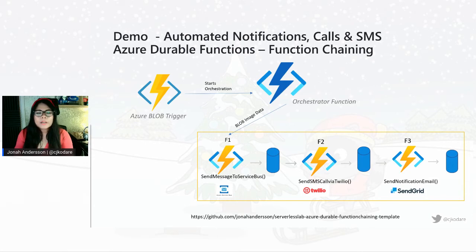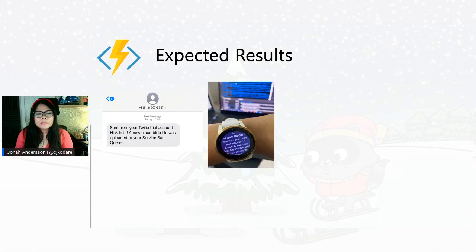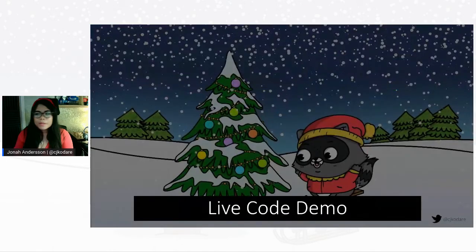So this repo is available as a template with instructions and a README guide on this link, GitHub, Jonah Andersson, Serverless Lab Azure Durable Functions template. And the expected results on my workflow would be this. I receive an SMS, I will be getting a call, and I will also be receiving an email. So let me just do my live demo.